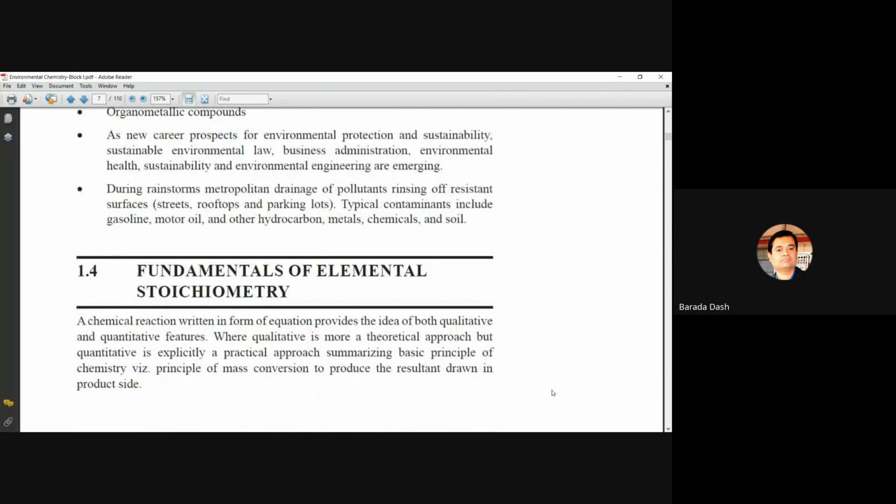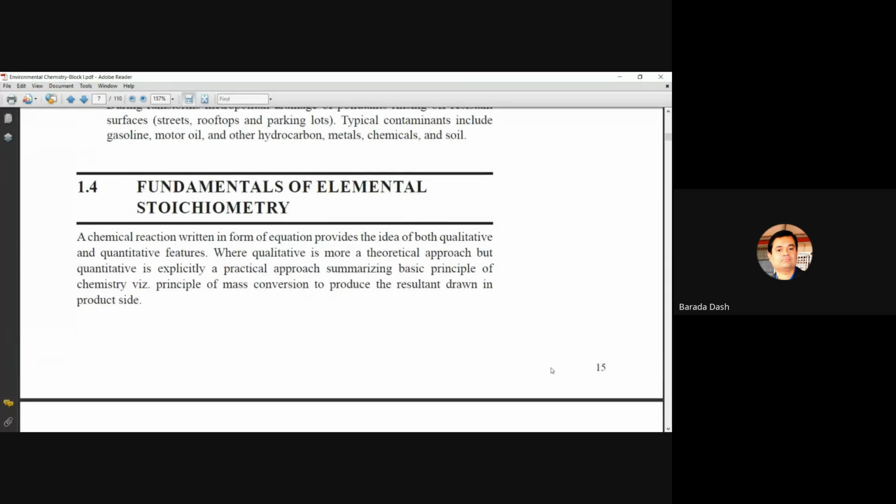So fundamentals of environmental stoichiometry. So stoichiometry, what is stoichiometry? Does anybody have an idea about stoichiometry?